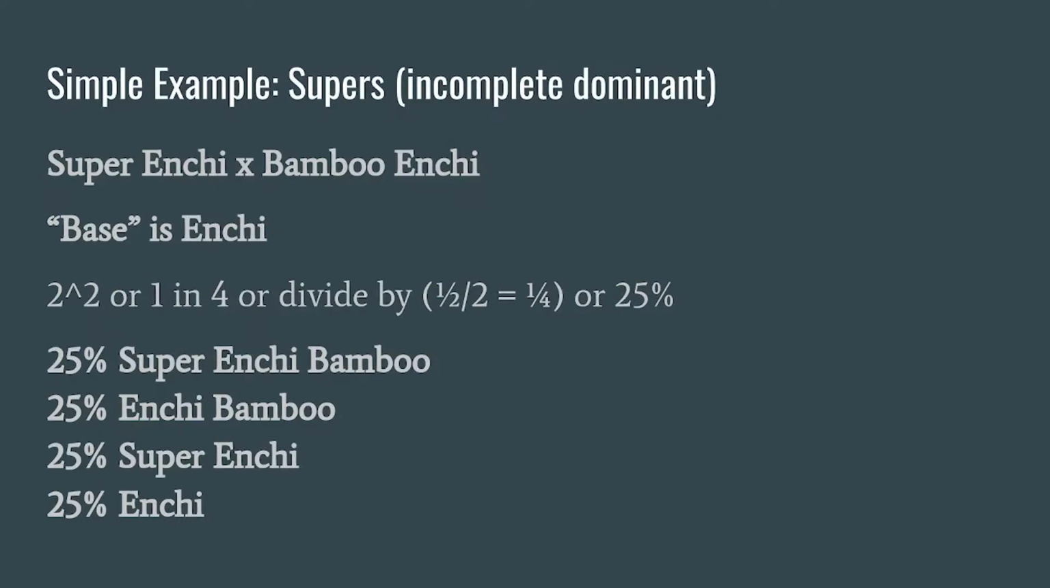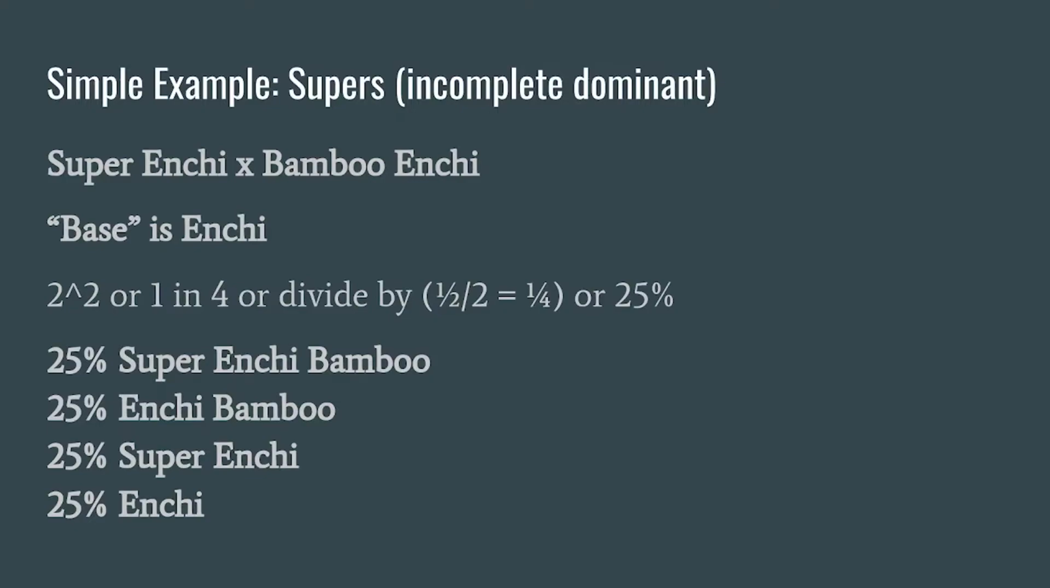We talked about supers briefly already, so let's get crazy with this one too. We're going to go ahead and throw 3 genes in there. Well, technically 3 genes, 2 different genes. So one's going to be super inchy. The other one's going to be bamboo inchy. So our base is going to be inchy.